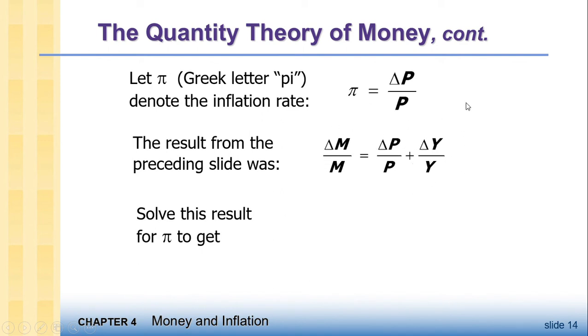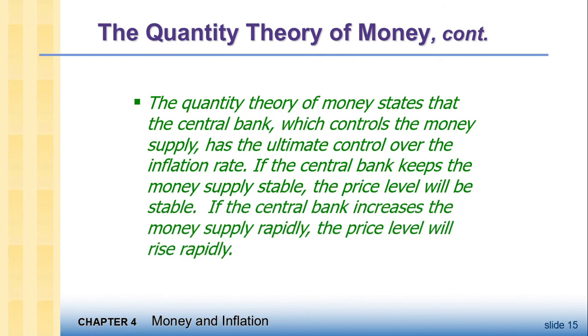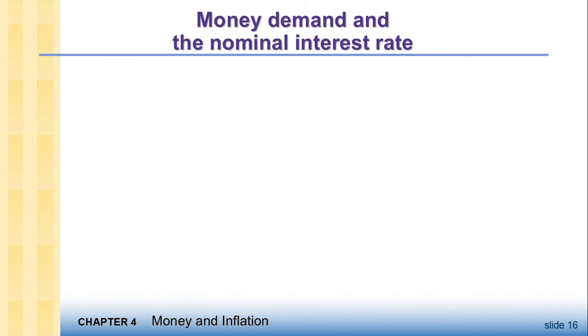How much does this cause the change in income level? We'll get to that using Keynes's idea. But before that, just to summarize what the quantity theory of money states: if the central bank, which controls the money supply, increases the money supply, it will eventually increase the price level. And if it tightens the money supply, then the price level will be stable. Increasing the money supply rapidly, the price level will rise rapidly, causing inflation.